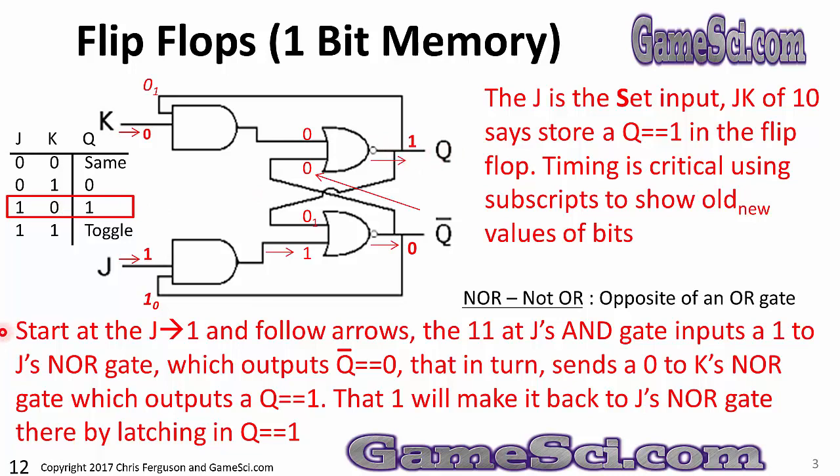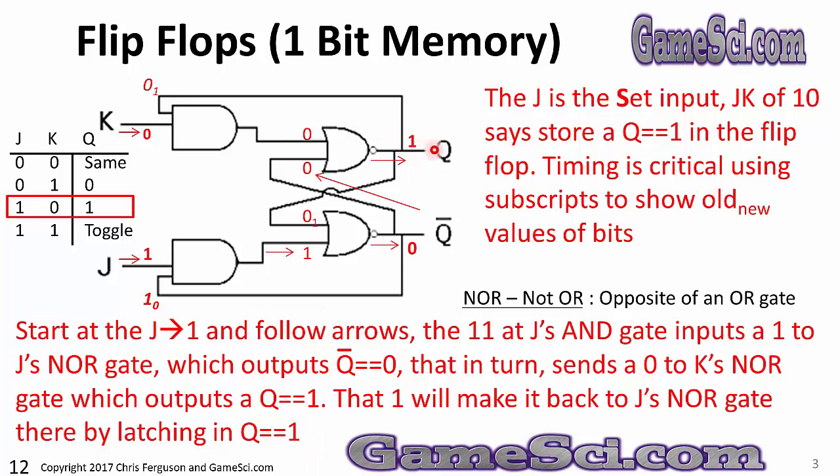Start with a J equal to 1. With a J equal to 1, I will be feeding two ones into J's AND gate. This inputs a 1 into J's NOR gate, which outputs a Q naught of 0. That in turn sends 0 to K's NOR gate, which outputs a 0 for the OR and a 1 for the NOT OR, and Q becomes a 1. That 1 will make its way back to this OR gate and maintain the 1 on Q's output, thereby latching in a Q equal to 1.